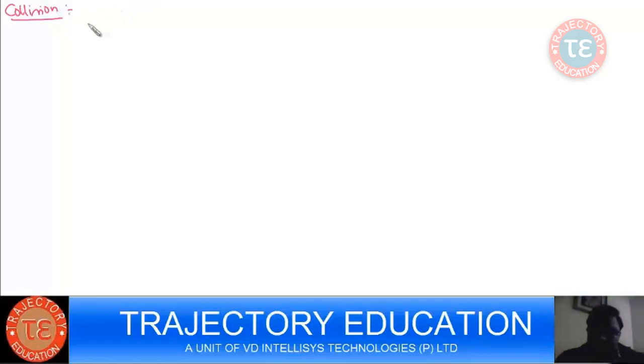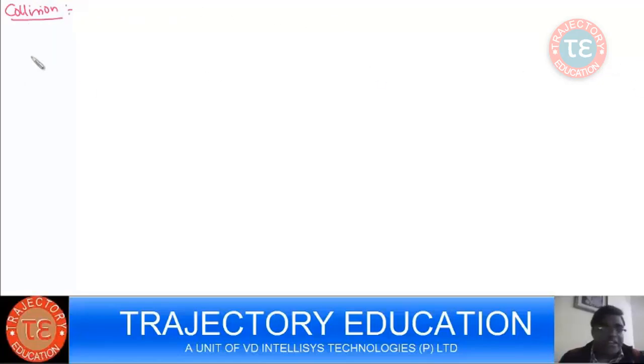Now we have to discuss collision. Collision is a very important phenomenon which we will understand by using the law of conservation of momentum and the law of conservation of energy. Collision is basically of two kinds, elastic and inelastic. We will see the elastic and inelastic collision, and then we will consider one more classification, that is head-on and oblique collision. Right now I will be discussing what is elastic collision and what is inelastic collision.